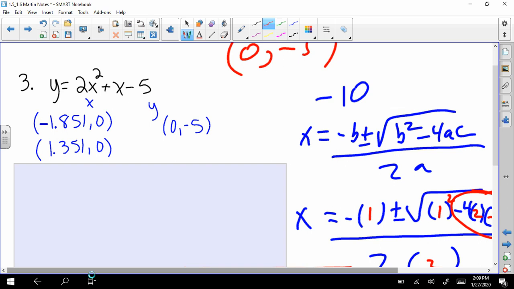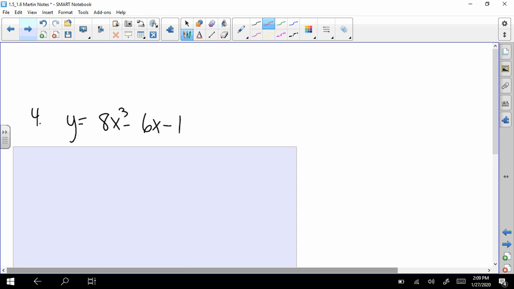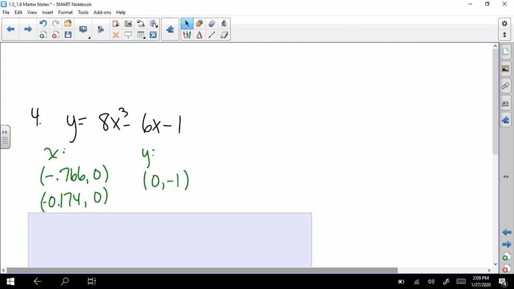Scroll back to a couple more. 8x cubed minus 6x minus 1. Try plugging that into either your Casio or onto your online, and you should get, well, certainly you should get the x's dropping out for a y-intercept of -1. And you would expect to see 3 different x-intercepts on the graph. Okay?